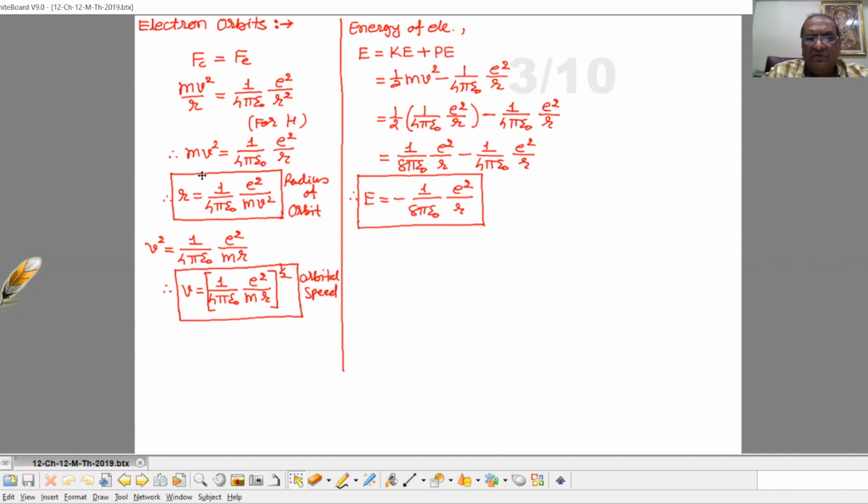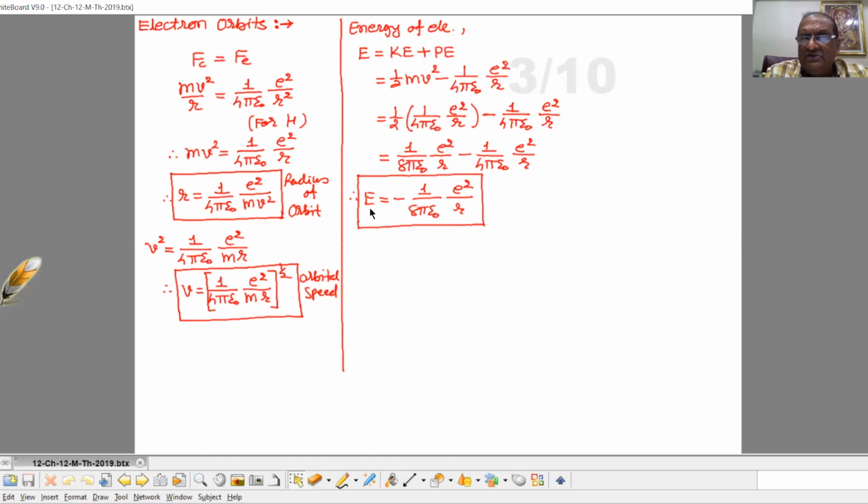Now here, from this particular equation, we can write mv square equal to 1 upon 4 pi epsilon 0 e square by r. So this mv square is replaced by 1 upon 4 pi epsilon 0 e square by r. Now this one is 1 upon 8 pi epsilon 0 e square by r minus 1 upon 4 pi epsilon 0 e square by r. Resultantly, we will get the total energy as minus 1 upon 8 pi epsilon 0 e square by r. Clear?